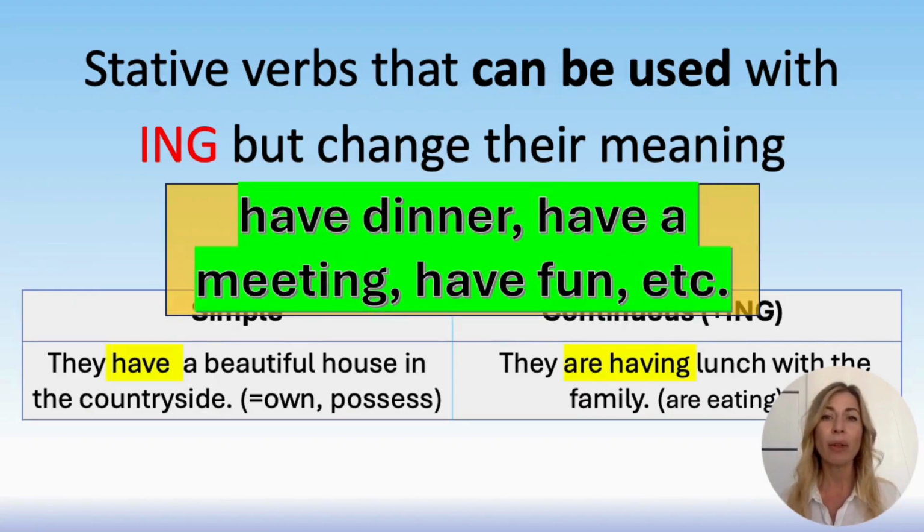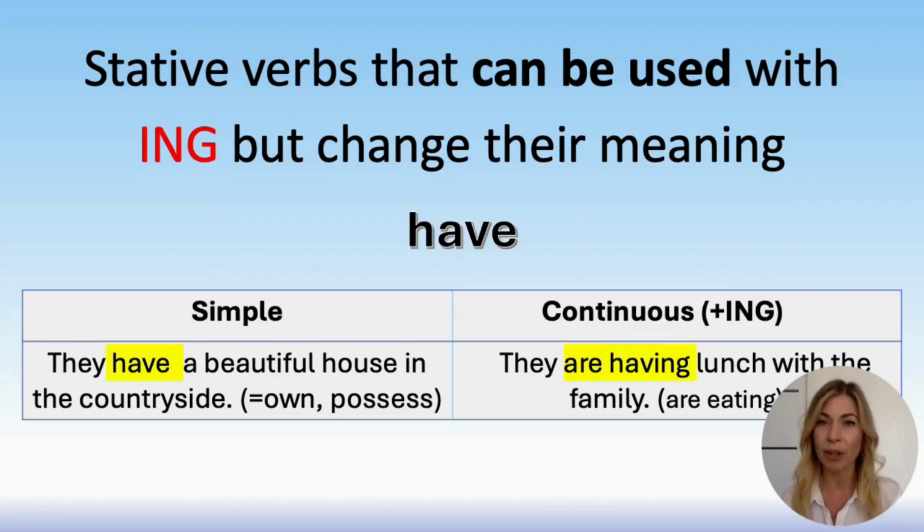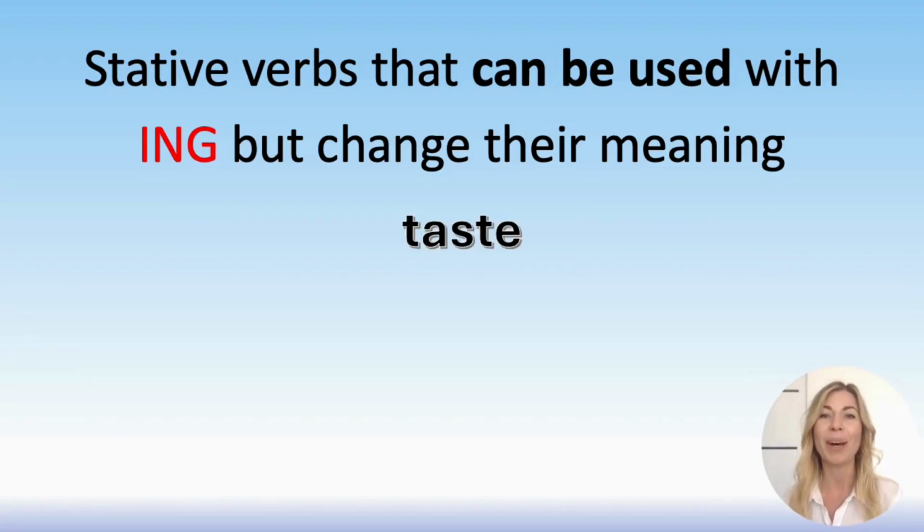And there are many other phrases such as have dinner, have a meeting, have fun, and so on and so forth. So you can use have with ing, but as a collocation with some other verbs that denote action. Let's move on to the next one.